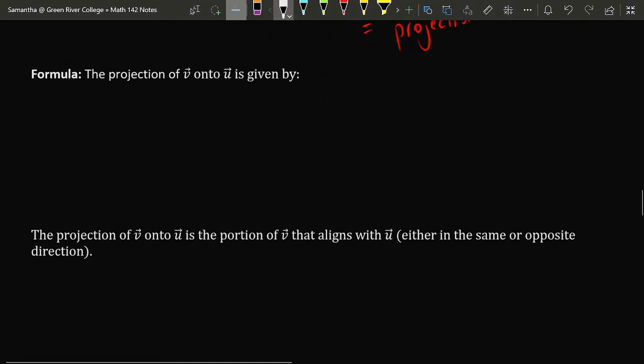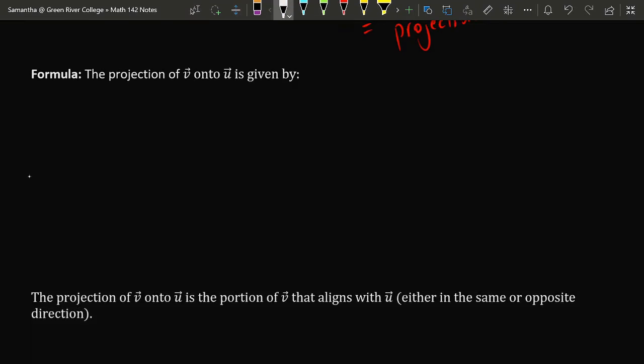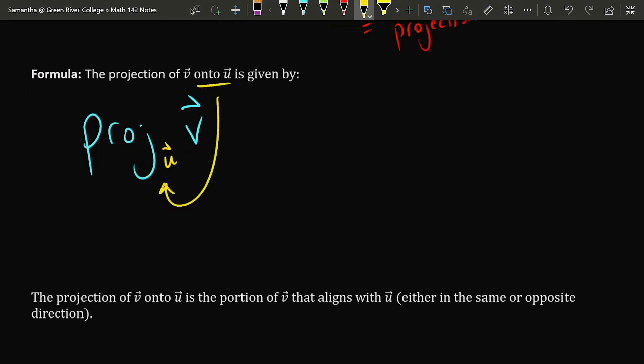Now the formula for the projection of v onto u is given by the following. If I want to project v onto u, the notation for that is proj for projection, and then a large V, and then underneath V to the left, the vector that you are projecting onto. So onto u. In English, the projection of V onto u, the u in the notation shows up as a subscript underneath projection and V.